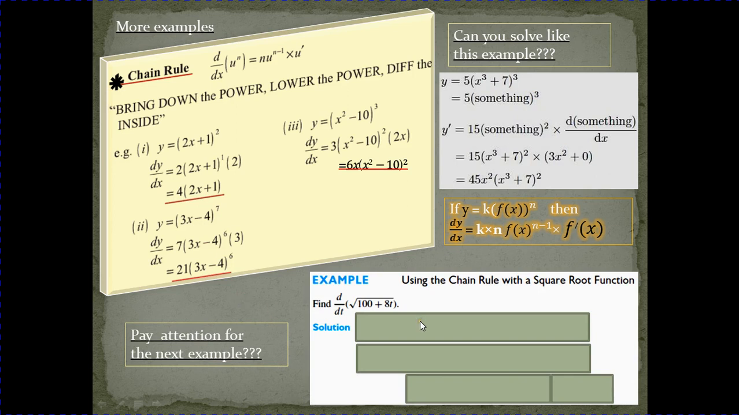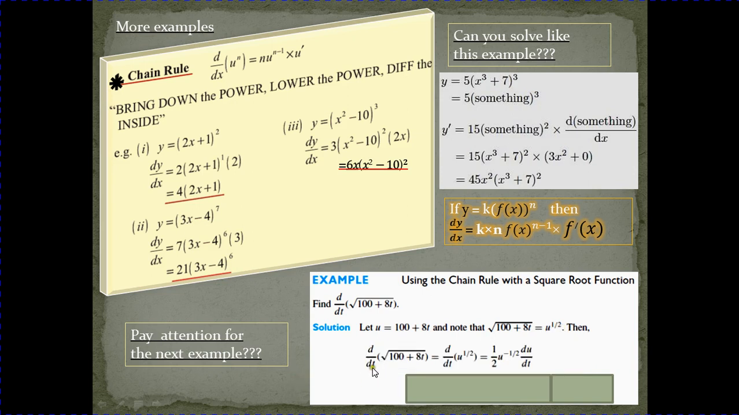Let's see, using the chain rule with square root function. If you want to get d by dt of the square root of 100 plus 8t, this is the third book, how to solve. He put u equals 100 plus 8t, and now the square root of 100 plus 8t will be u power half. Then d by dt of u power half: bring down the power, it will be half, and u power half minus 1 to be negative half. Then multiplied by differentiation of u, du by dt.